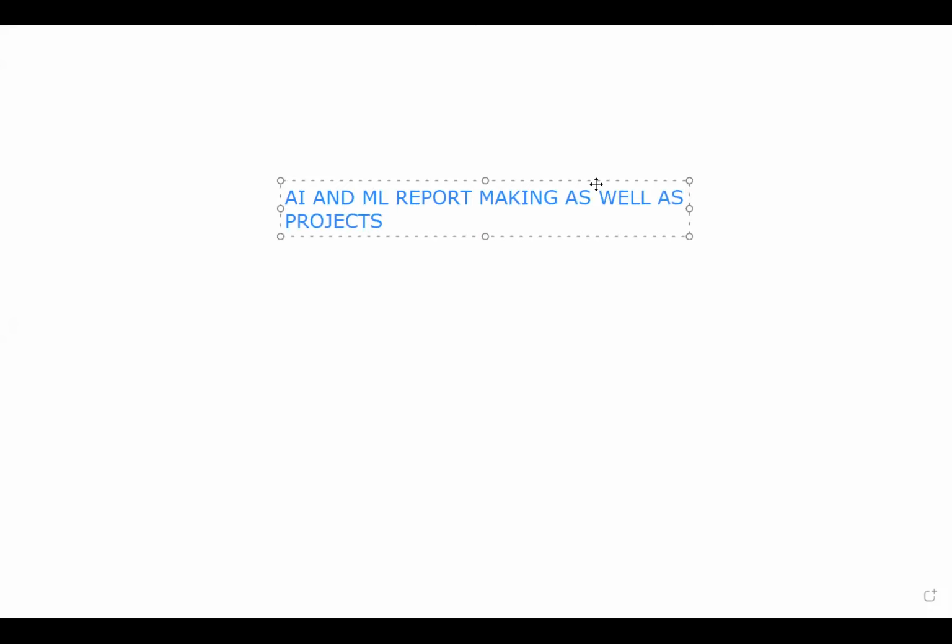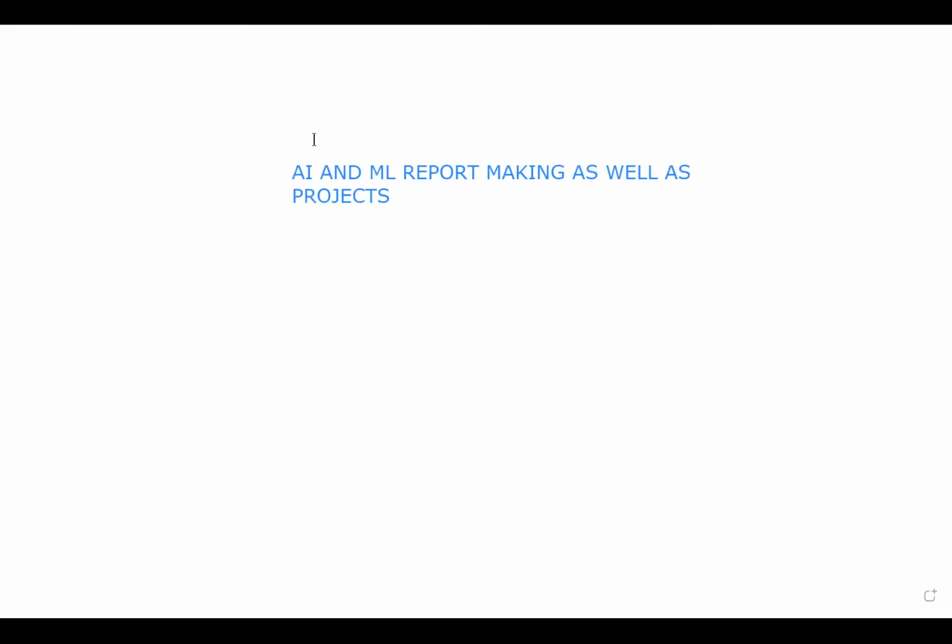So how do we exactly start with this report? Since you have all taken the topic of AI and ML, report making as well as projects. How do you do this is simple. Step number one is selection of project topic, or selection of topic for internship. How do I select this topic for internship is very important.